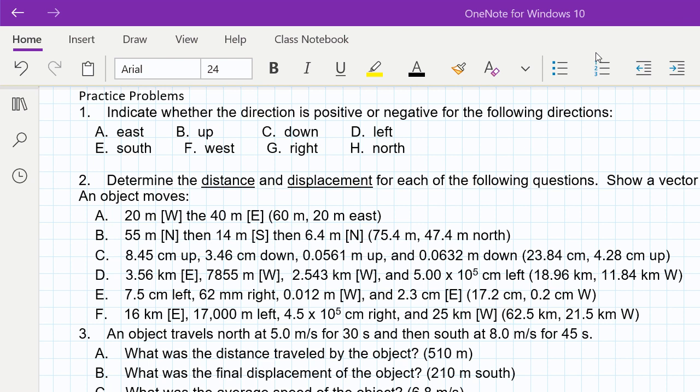The answers for the questions are in the brackets, so you can take a look at them and compare your work with the answers that you have here. And this concludes today's lesson.